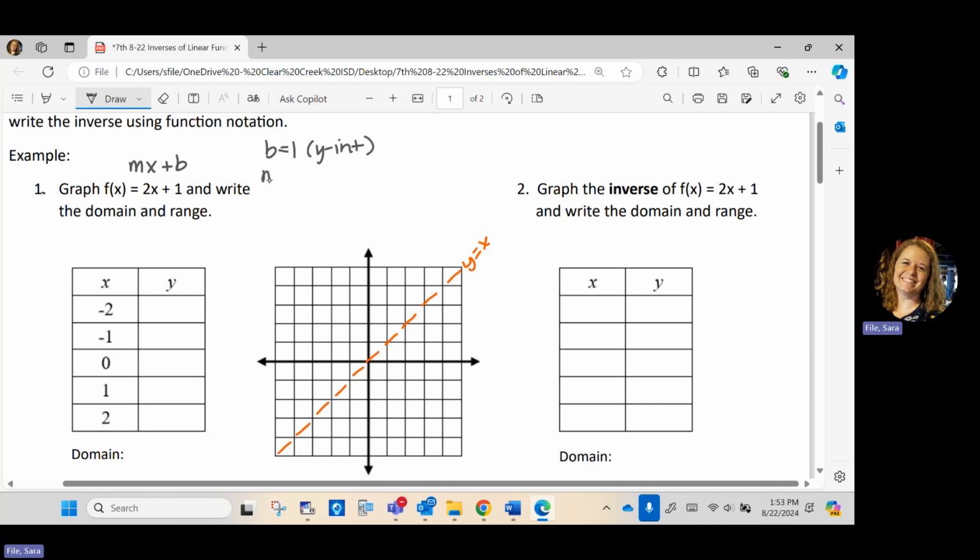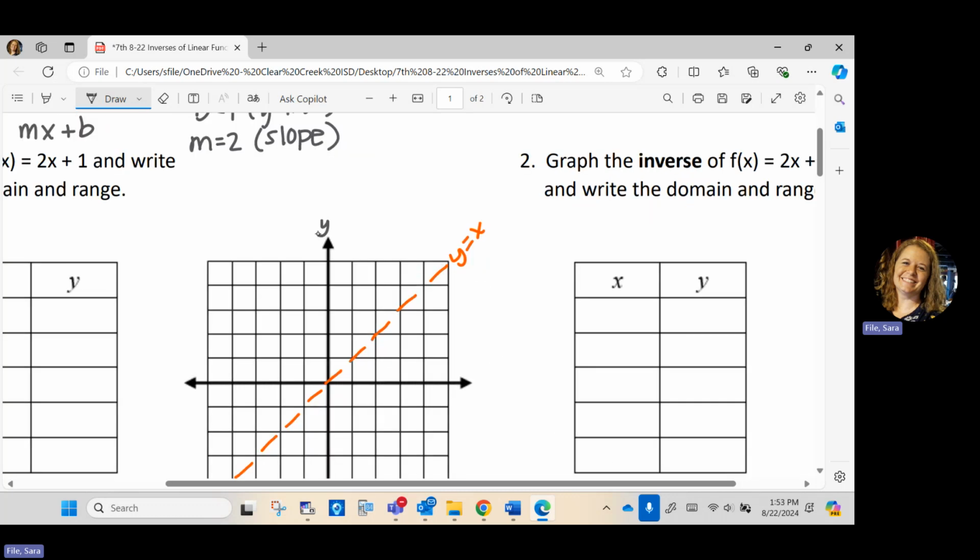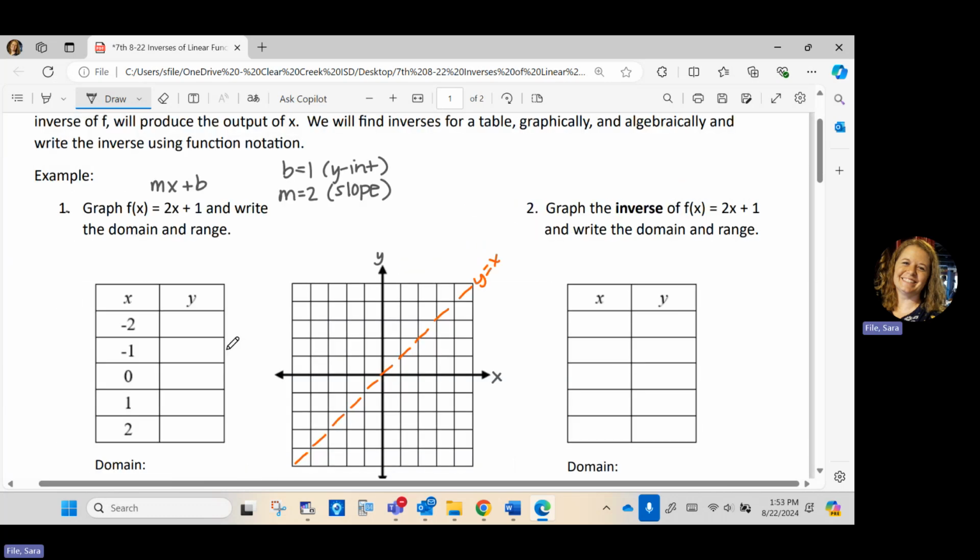Okay, that's your y-intercept. And m is the 2, and what does m represent? Slope. Okay, so if you have your equation in this form, you don't need a table of values. You can just start at your y-intercept at 1. So on the y, remember this is the y-axis, this is the x-axis. So I can start on my y-axis at 1, and then I can count my slope to get to a second point.